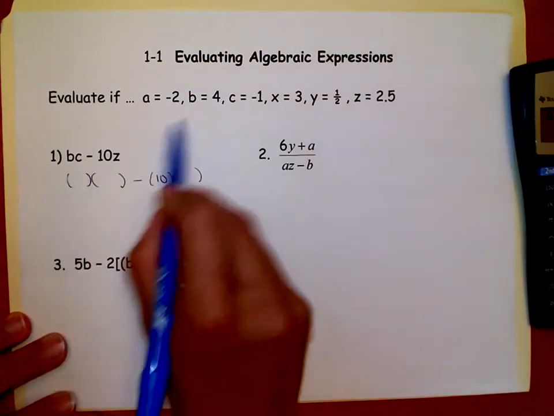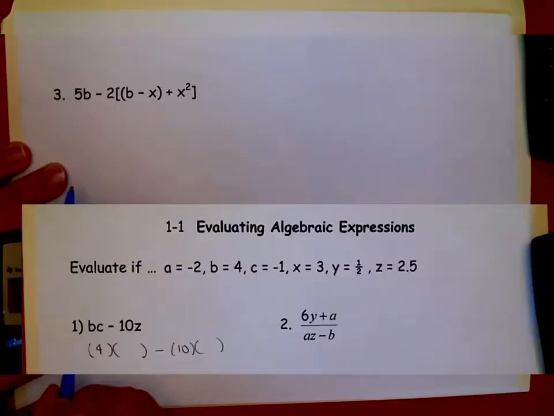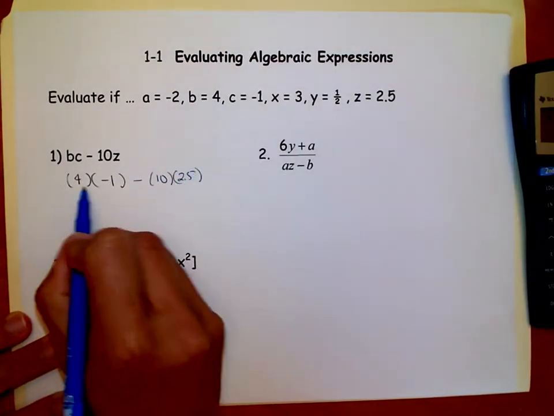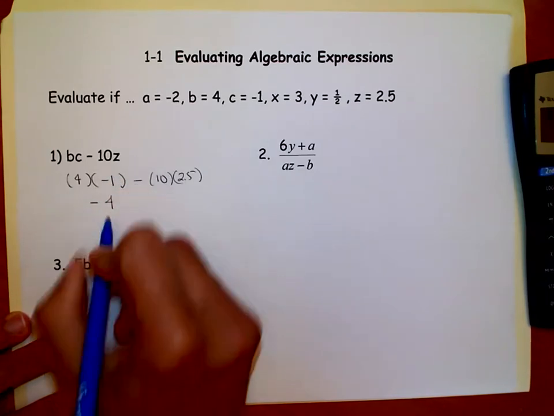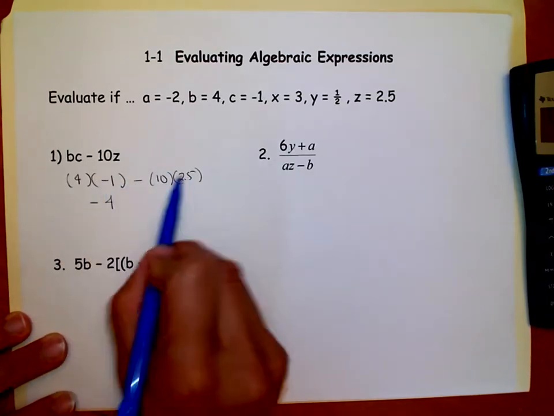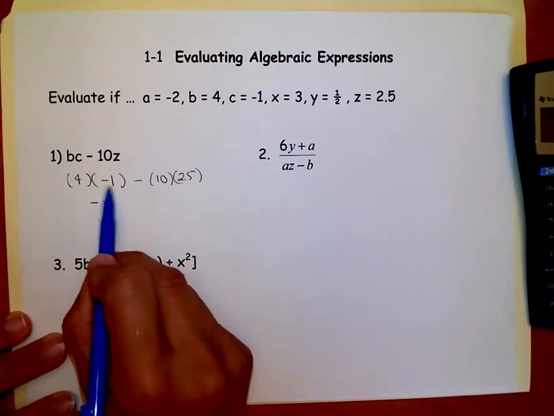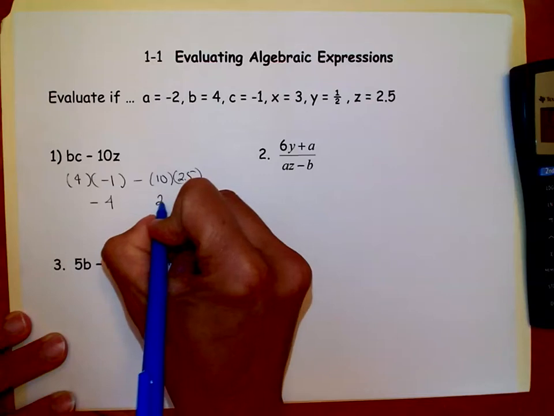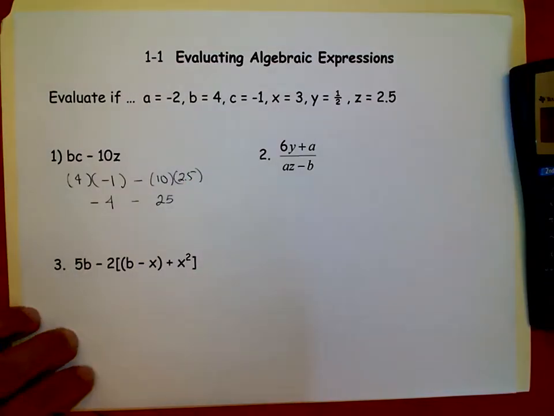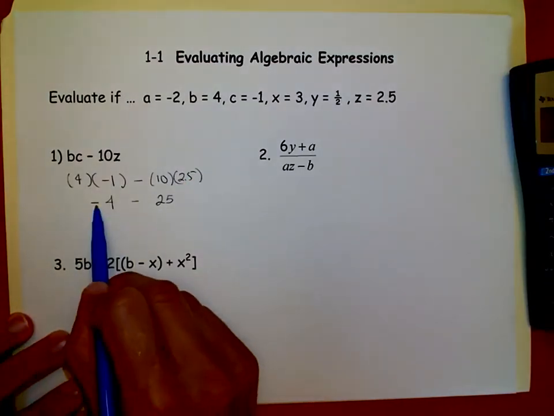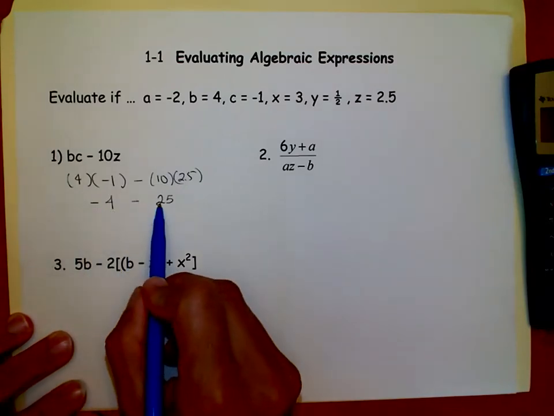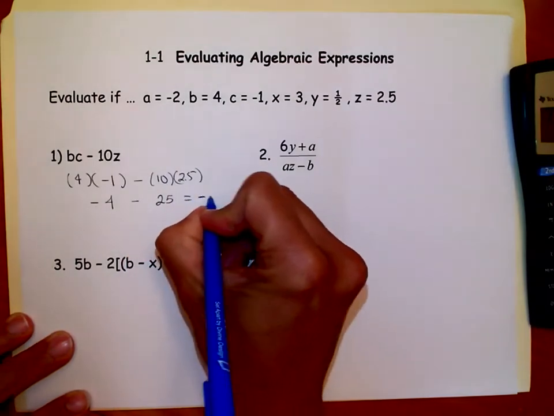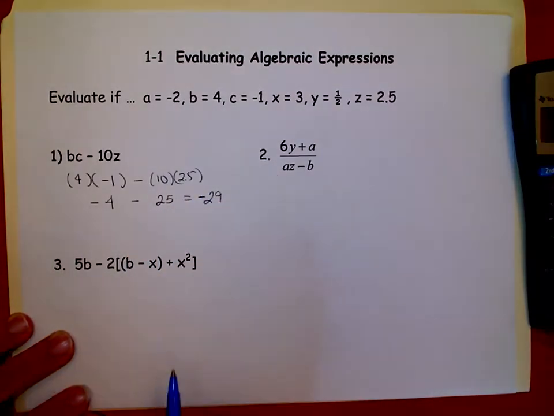So B times C. So first we will find B, that's 4. C is -1, and Z is 2.5. So 4 times -1, order of operations says to multiply before I subtract. So I'm going to do that. So these two equal -4. 10 times 2.5 is 25. And now I can subtract. That's -4 minus 25. If you need your calculator, because you can't do negatives, then use your calculator. At this point, we want you to get the right answer, but you got to remember your order of operations.